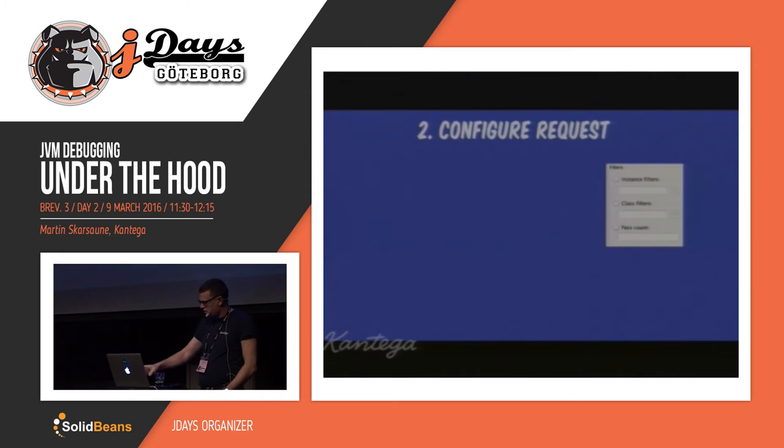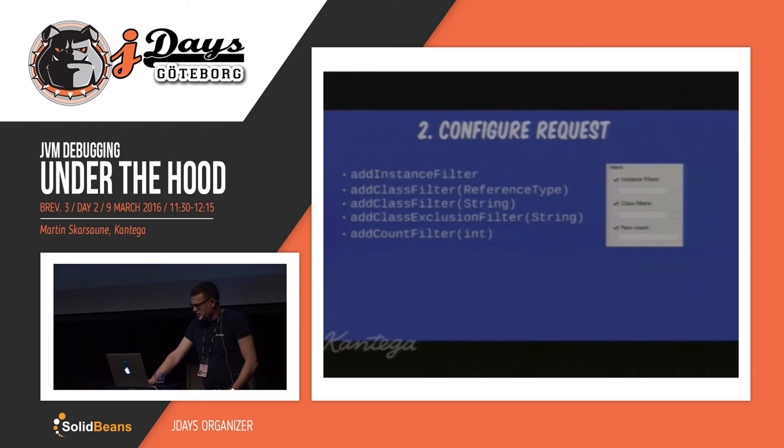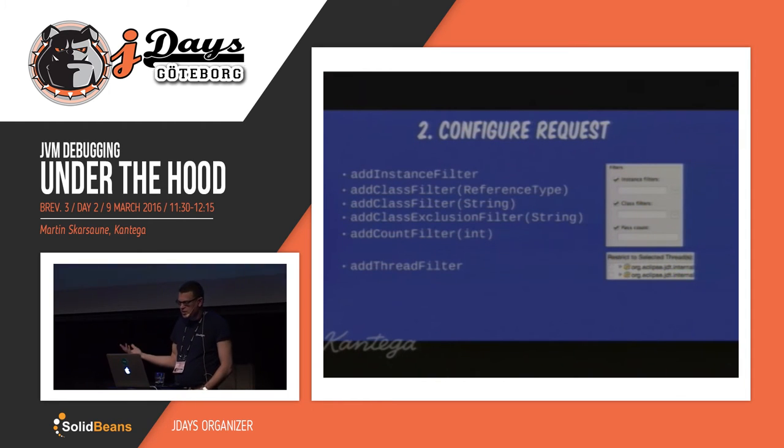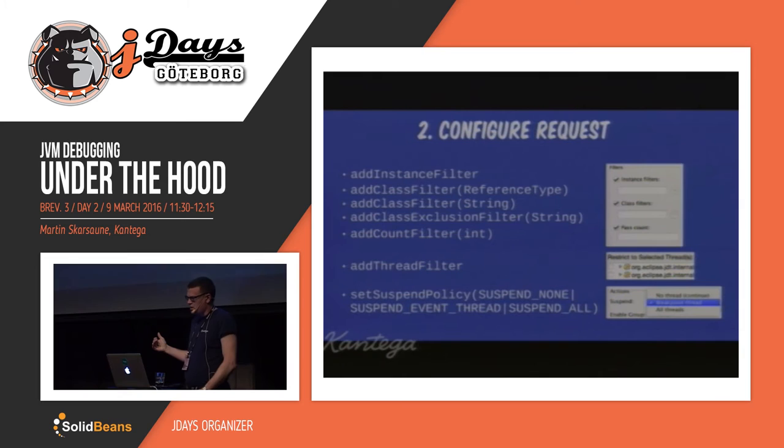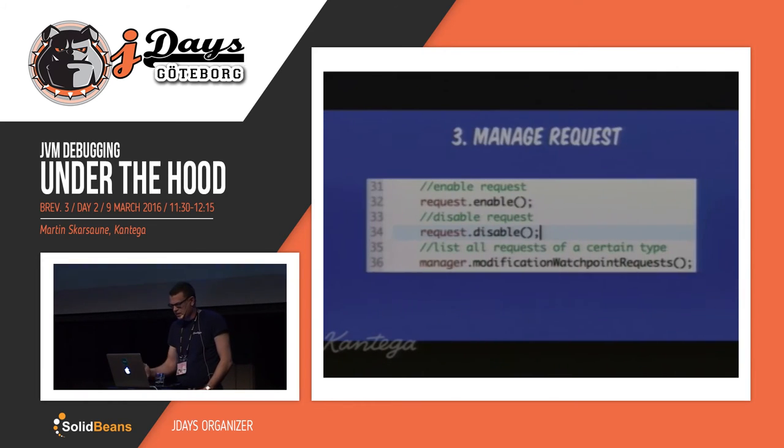And when we have that request, we can then tailor it to have the various sort of filtering you are probably used to from debugging, that it should be only on this instance, only in this thread, only in a certain class, and so on. And you decide whether you want the entire VM to suspend, just the thread where it occurs to suspend, or not to suspend at all. Initially it's disabled, so you can then enable the request.